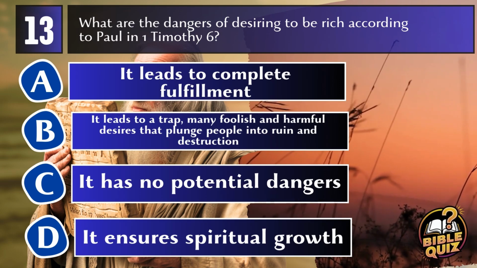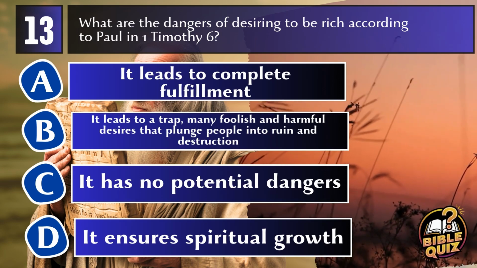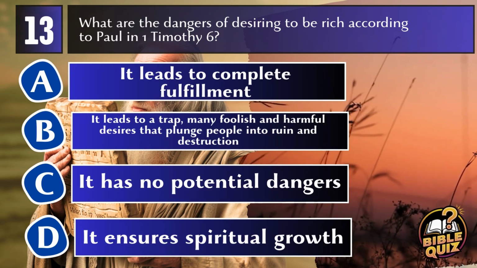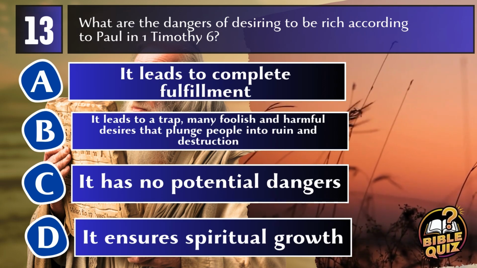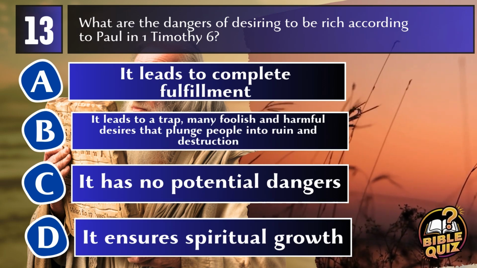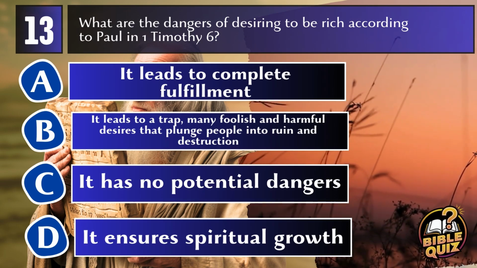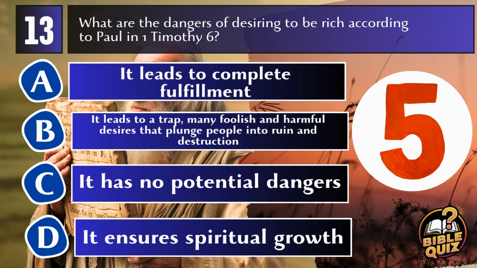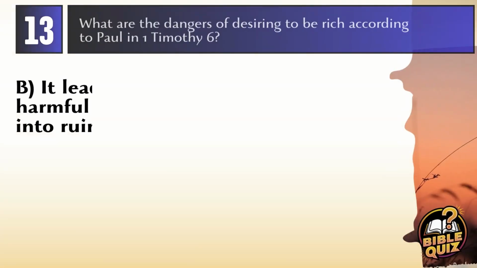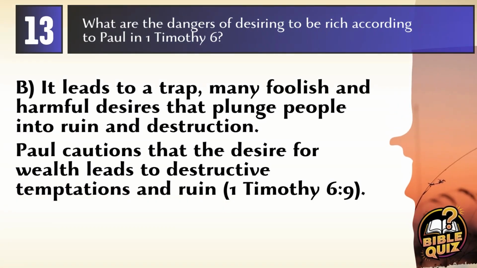Question 13. What are the dangers of desiring to be rich according to Paul in 1 Timothy 6? A. It leads to complete fulfillment. B. It leads to a trap, many foolish and harmful desires that plunge people into ruin and destruction. C. It has no potential dangers. D. It ensures spiritual growth. Answer. B. It leads to a trap, many foolish and harmful desires that plunge people into ruin and destruction.